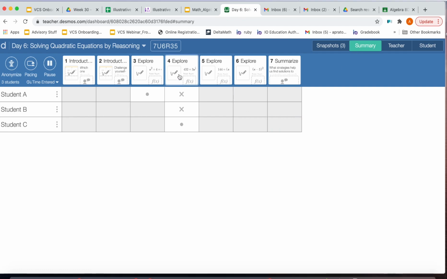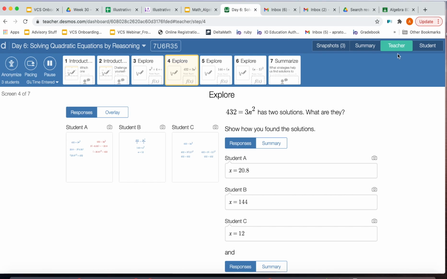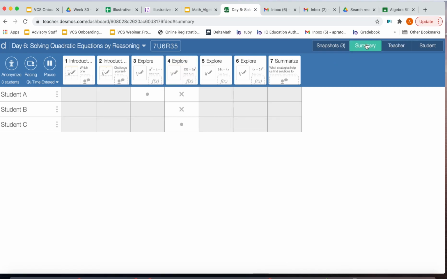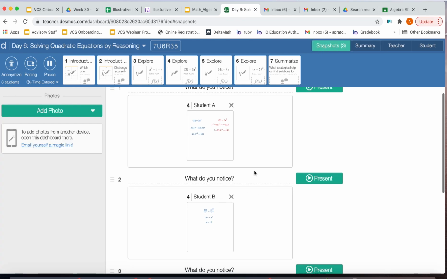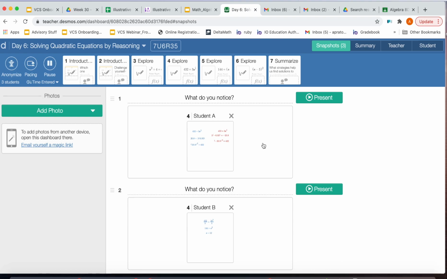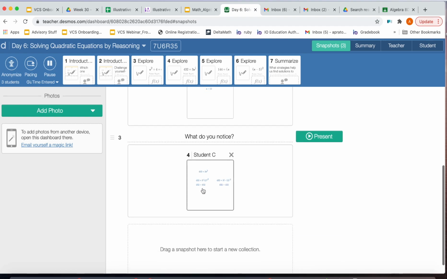I'm going to feature student work from this equation right here, finding the solution to 432 equals 3n squared. I provided three samples of student work, and I've already taken snapshots of them as I've shown in previous videos. I've chosen to line them up here in this way. I'll explain first how I've lined them up, and for each one, I'm just going to ask students, what do you notice?